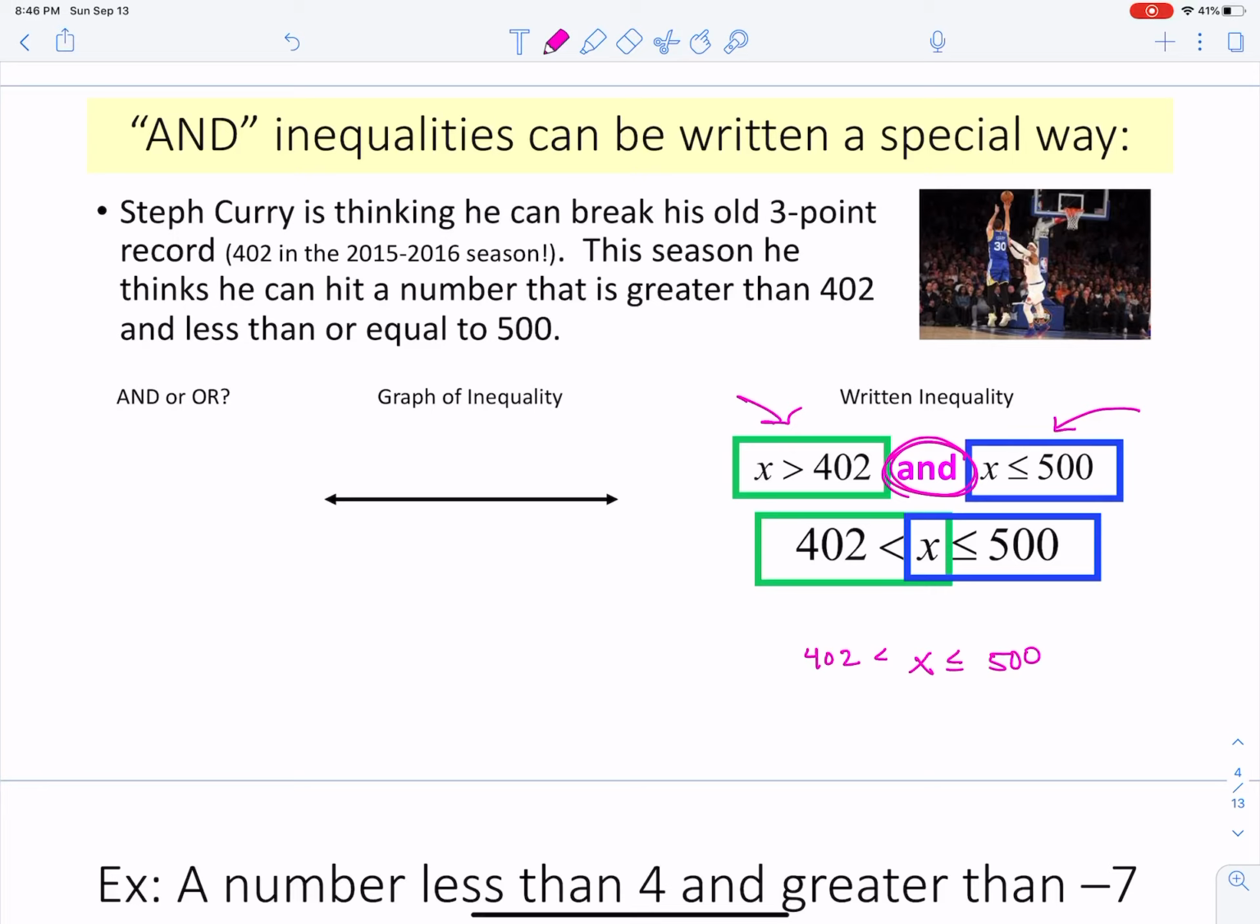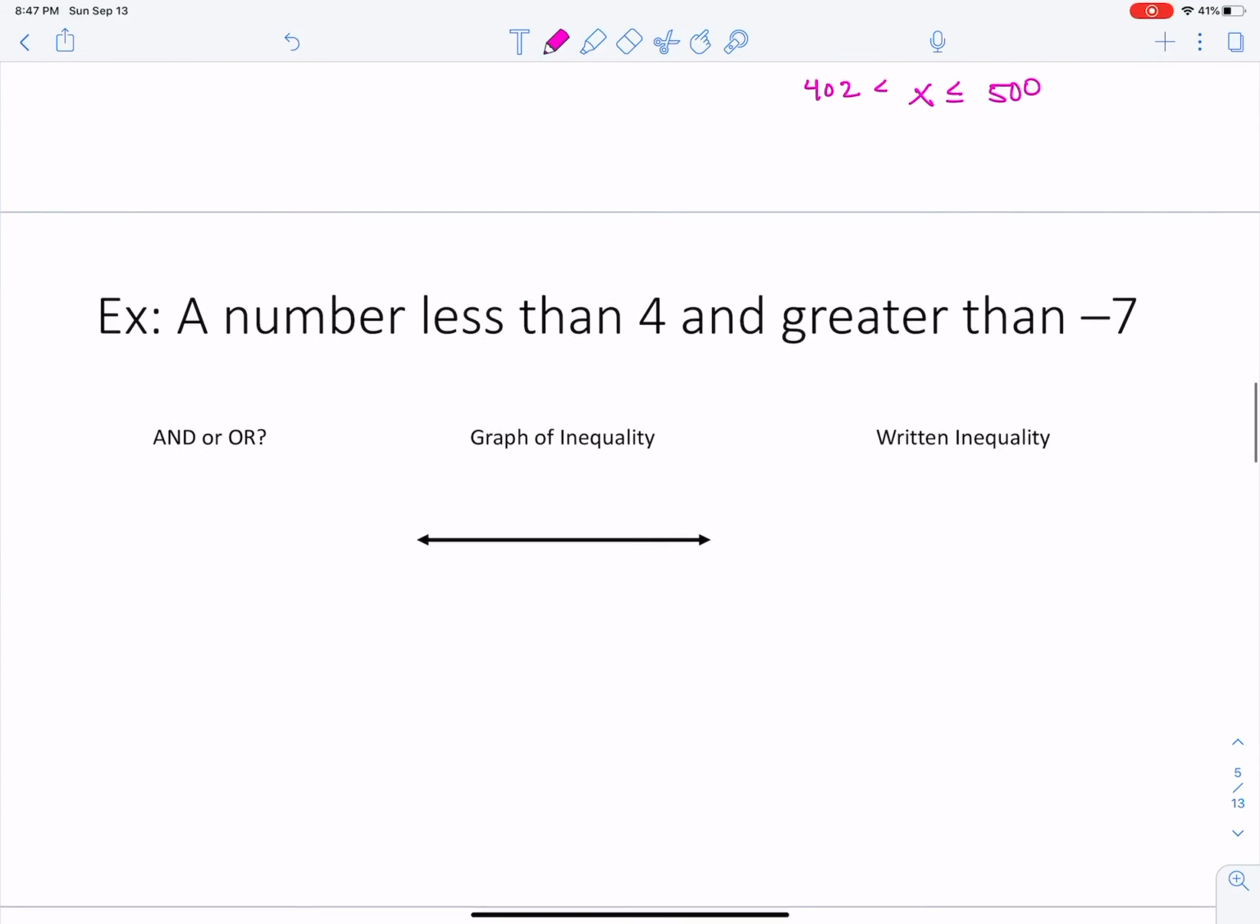So we're going to put this on the number line. We have 402. I'm not going to put 0 on this one. We have 500. From here, I like to put in my dots first and figure out which one is my closed one and which one is my open one, and then we connect them with a line. So hopefully you're following along nice and closely.